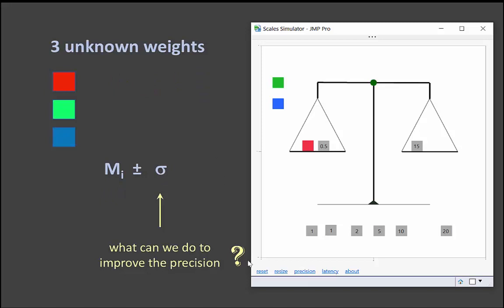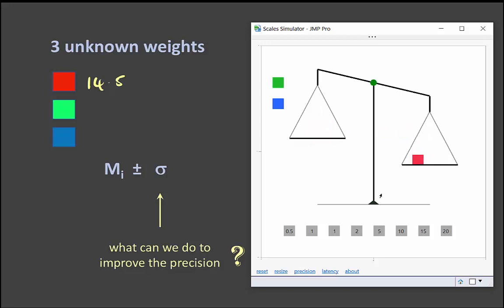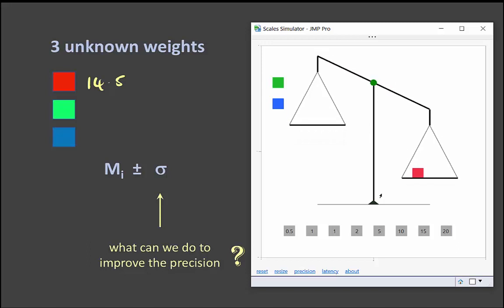So what I could do is say, well, the first time I got a value of 14.5 here, I'm going to repeat the experiment. I'm going to measure it again. But actually, if I think about this, there might be a systematic bias between left and right. So maybe I put the weight on the other side and now do the counterbalance.